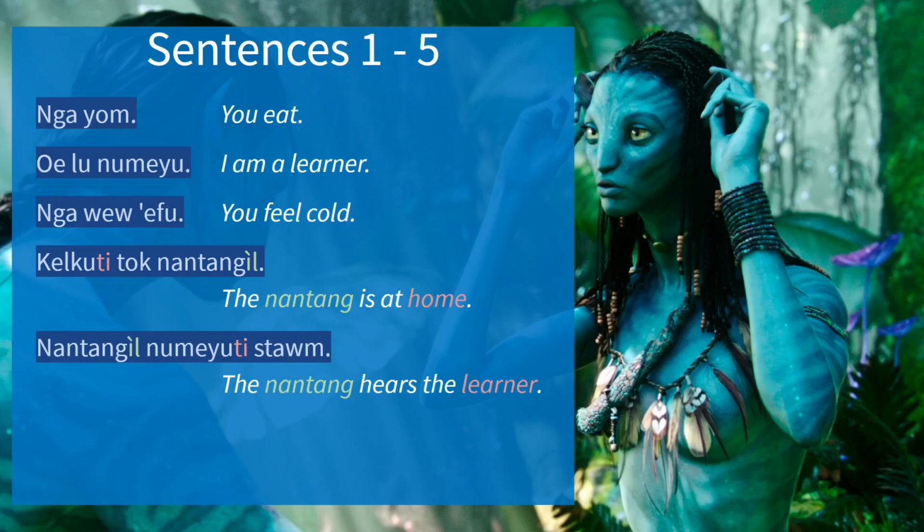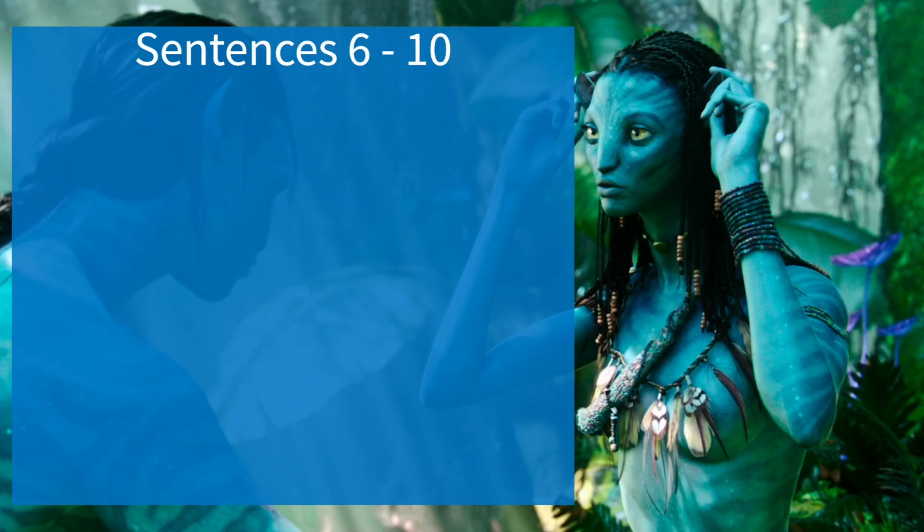Nantangil numejuti staum. The nantang here is the learner. Again, we have the L ending on the nantang, because the nantang is the one hearing something. And we have the T ending on the numeju, because the numeju, the learner, is the one being heard. So direct object. Next, sentences 6 to 10.